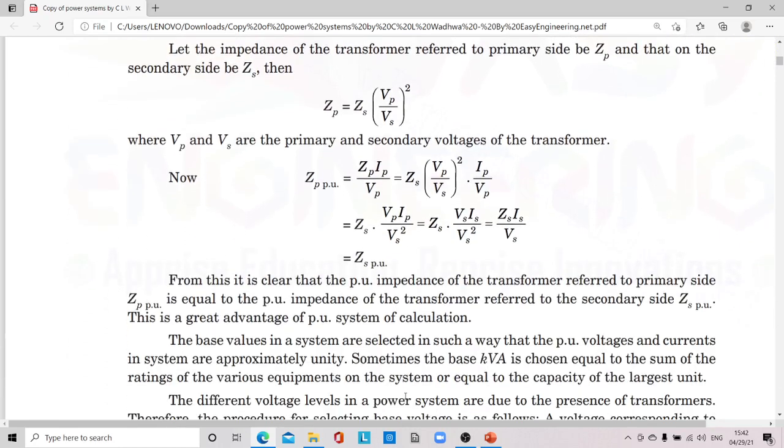So let the impedance of the transformer referred to primary side be ZP and that on the secondary side be ZS. Then ZP equals ZS into (VP by VS) squared, where VP and VS are the primary and secondary voltages of transformer. Z per unit is given as ZP IP by VP, that is equal to ZS into VP by VS square, IP by VP, that is equal to ZS into VP IP by VS square, or ZS into VS IS by VS square, that is ZS IS by VS, or ZS per unit.